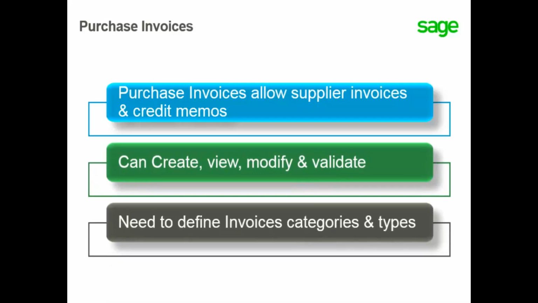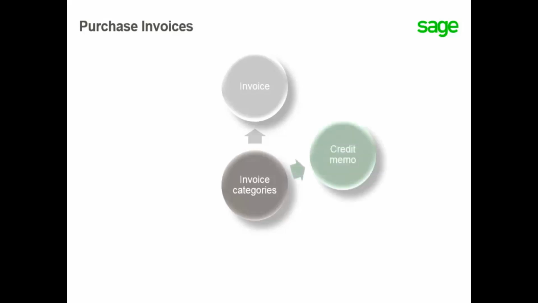To create purchase invoices, you first define your invoice categories and types. Now, there are 5 invoice categories that you use to define your invoice types, including the invoice category, where you can create standard invoices for receipts, purchase orders not yet invoiced, purchase orders for not receipted goods, and also additional invoices type for additional costs.